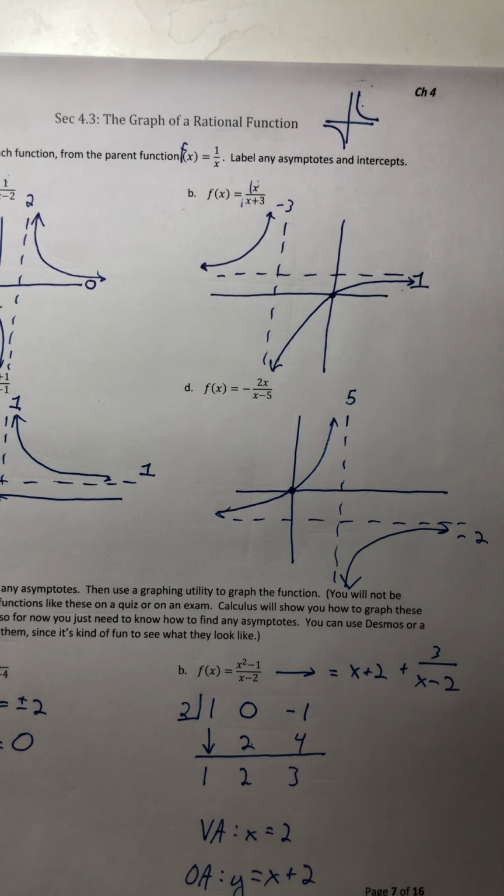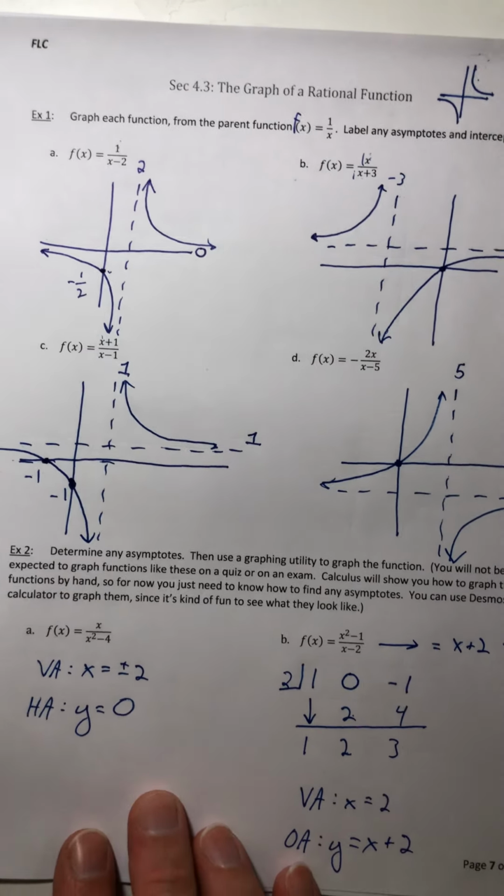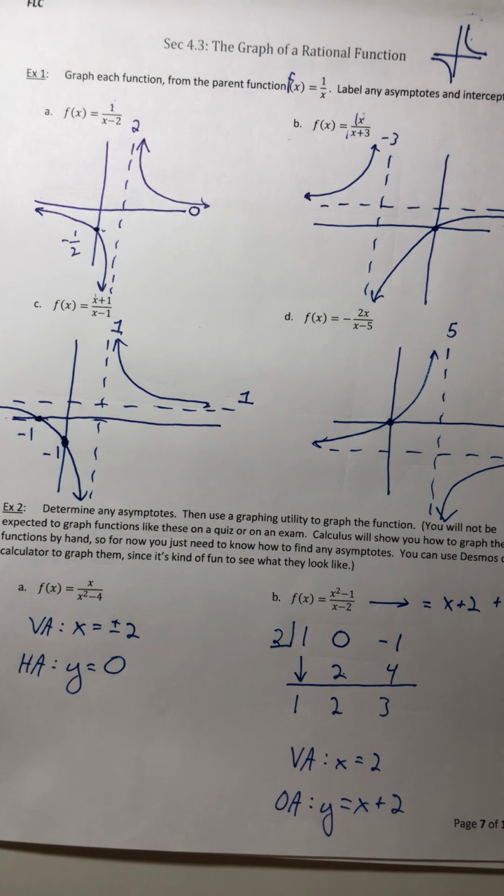Okay, so that is it for 4.3. Again, just be able to graph things like this, but you've got to be able to find asymptotes of any type of function I can give you. Okay, so try the homework and let me know if you have any questions.